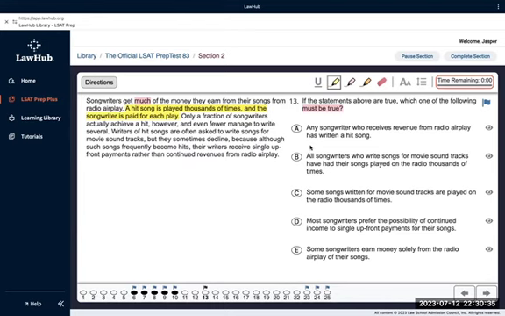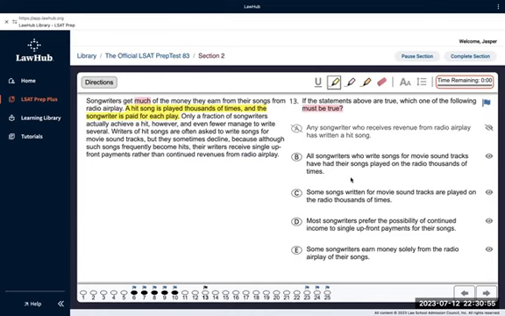Any songwriter who receives revenue from radio airplay has written a hit song. No, that's not necessarily true, right? You could receive revenue from radio airplay for a song that isn't played thousands of times. It's played a few times, but you're going to get revenue from those few times.